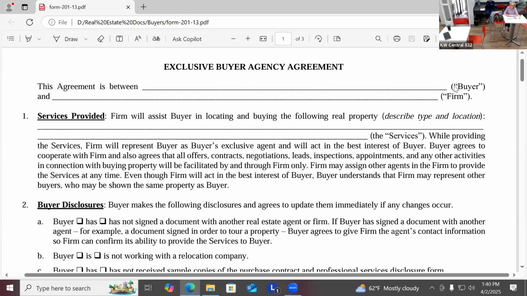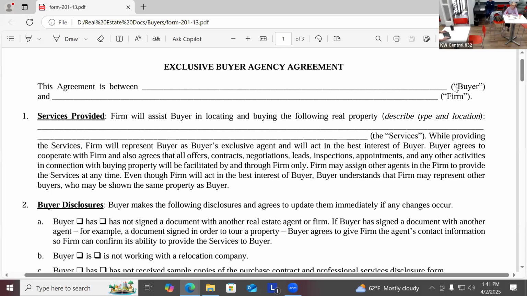Fun stuff. Can you imagine the states that didn't have buyer agency? What kind of mess they're in right now? Which is what happened because of the NAR settlement.